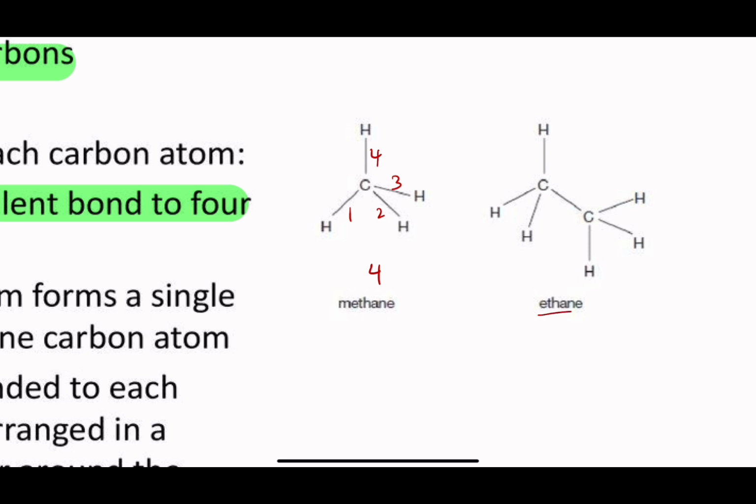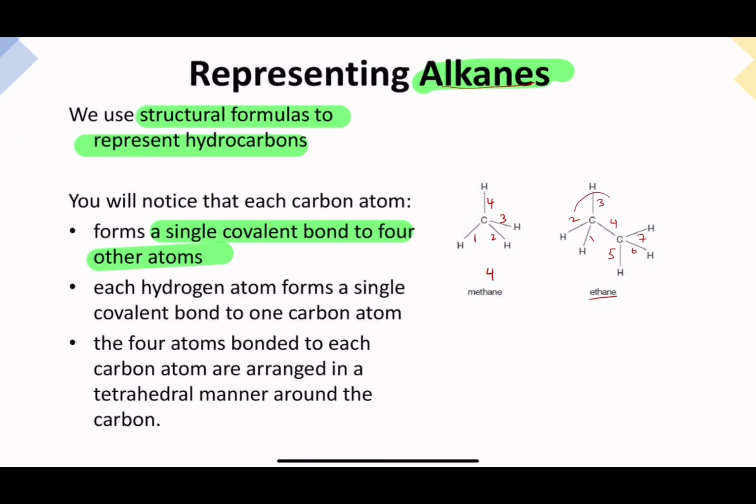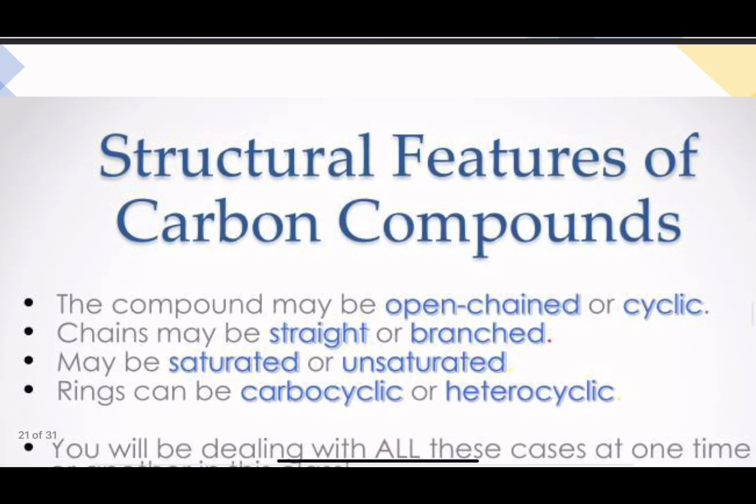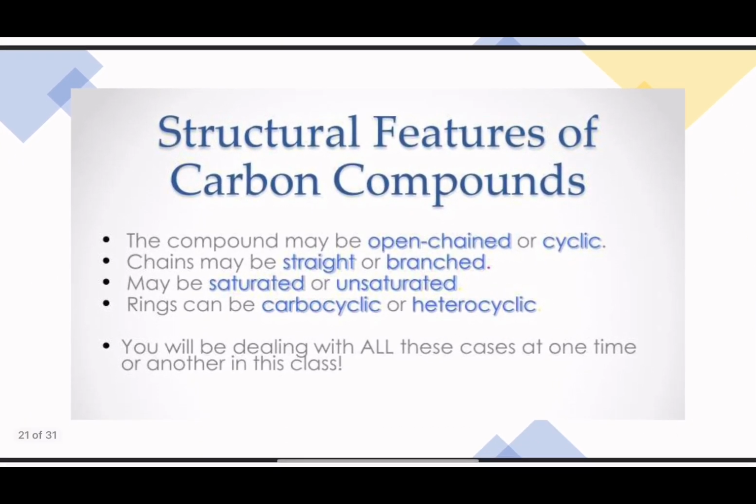And then look at the ethane. I have 1, 2, 3, 4, 5, 6, 7 single bonds. They are all single bonds. But if you look around this carbon, it is 4, and then look around this carbon, it is 4. Okay, so now the structural features of carbon compounds.